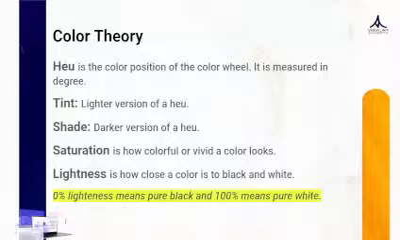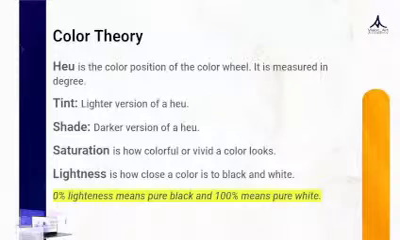Hue is the color position on the color wheel. It is measured in degrees. In any point you have your cursor on the color wheel, that is hue. In any position, any point, that is color. That is hue. So it's the color position on the color wheel. That's just it. Then we have the tint. So tint is the lighter version of a hue. So if you are taking the hue to something like a lighter version, that is tint. That means if you are taking your position on that color wheel to a lighter position, that is tint.